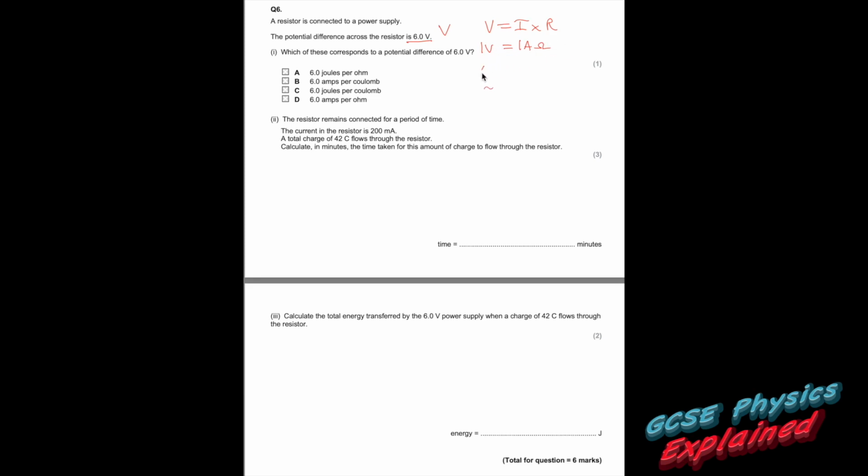Yep, we've got EastEnders equals the Queen Vic. Energy equals charge times voltage. So let's rearrange that to get voltage. Therefore, voltage equals energy over charge. So 1 volt is the same as 1 joule per coulomb, because energy is measured in joules and charge is measured in coulombs. So 6 volts would be the same as 6 joules per coulomb.